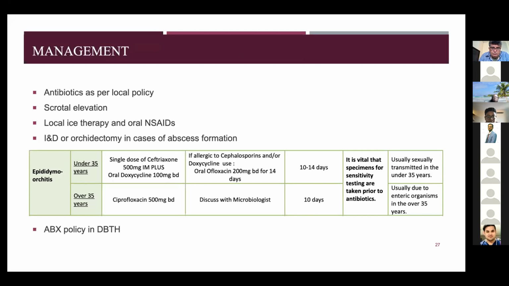So this table here is taken from our antibiotic policy over at DBTS. Under 35 years, usually a sexually transmitted infection is suspected. Hence, a single dose of ceftriaxone and oral doxycycline should be given. If allergic, ofloxacin can be used. And in those over 35 years of age, usually enteric organisms are suspected. Hence, ciprofloxacin is given. And if allergic, we will need to discuss this with the microbiologist.